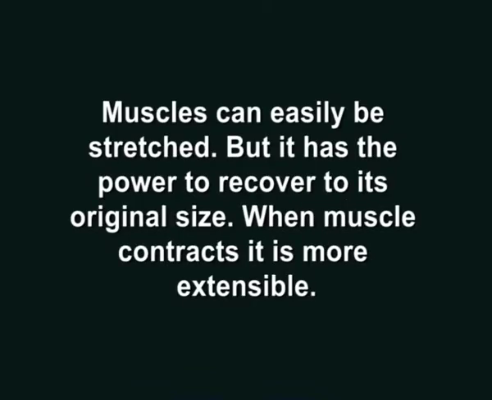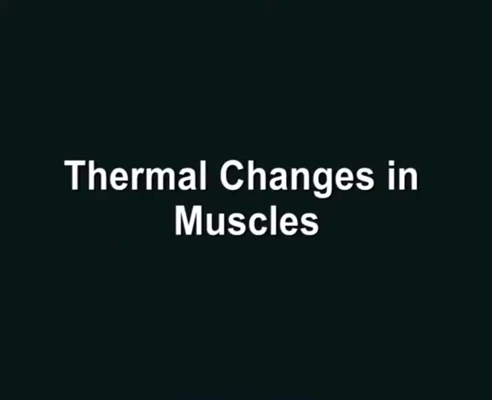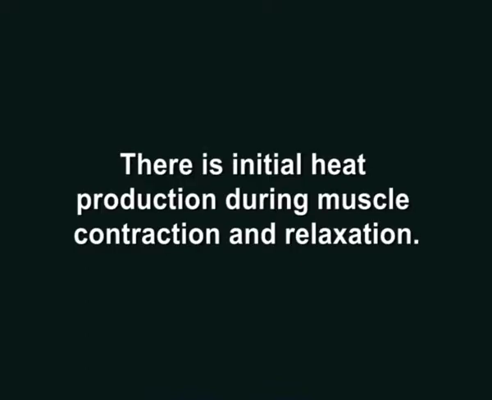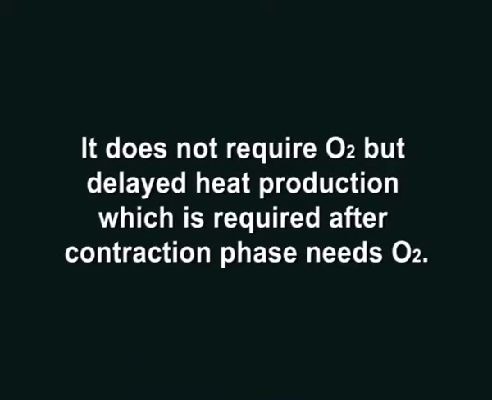Muscles can easily be stretched, but it has the power to recover to its original size. When muscle contracts, it is more extensible. Thermal changes in muscles. There is initial heat production during muscle contraction and relaxation. It does not require oxygen, but delayed heat production, which occurs after contraction phase, needs oxygen.